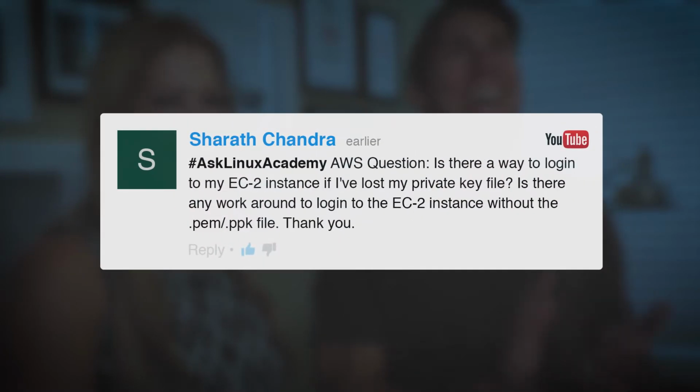Question 2. Sharath Chandra asks, is there a way to log into my EC2 instance if I've lost my private key file? Is there any workaround to log into the EC2 instance without the .pem or .ppk file? So that's a common thing that we get asked and it's something you will probably run into at some point. If you have an EC2 instance and you have lost your key, which again, you need to make sure you keep up with your keys, but due to the extreme security around keys, sometimes you can lose one. So if you do lose your key, what you need to do is create an AMI and redeploy the instance and attach a new key, and you're all set and ready to go.